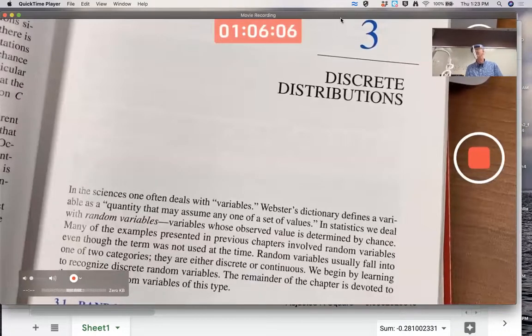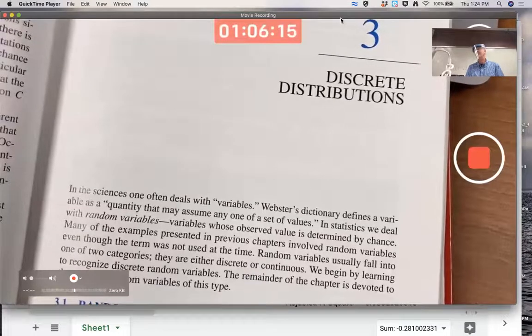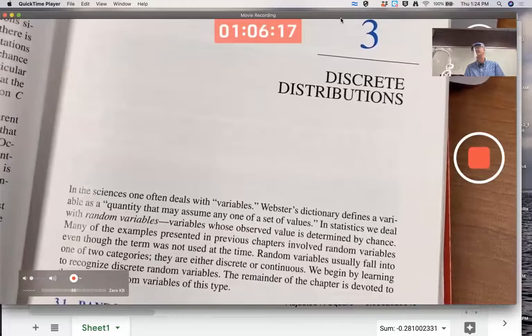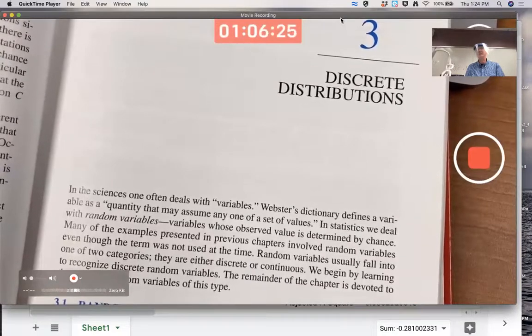Well, in reality, with continuous variables, when you say you observe a value, you're really rounding. So you're really observing a range of values. That's the reality of what happens. We don't really talk about that, but that's the reality of what's really happening when you observe a value of a continuous random variable. Like you say the answer is 3.47. Well, you really mean it's somewhere between 3.465 and 3.475.